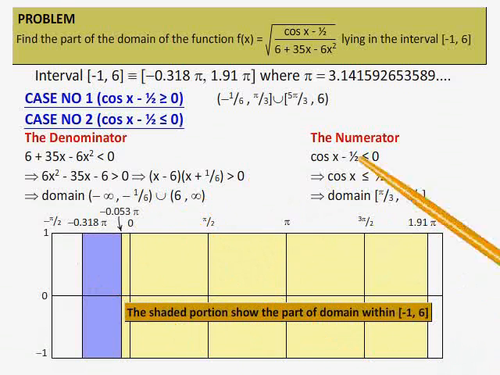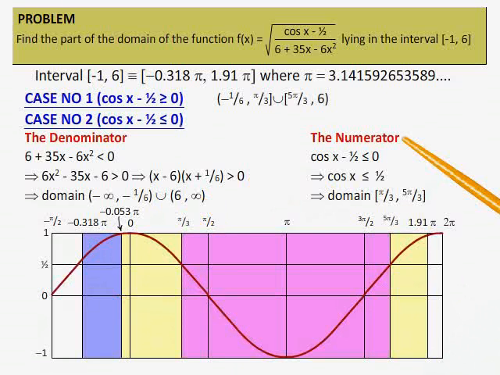Now the numerator. We again take the help of the cosine curve. The shaded part has a value less or equal to half. So the domain for the numerator within the given interval is this. Now the intersection of these two sets is obviously a null set. So no values of x satisfy the function within this interval if the denominator is negative. Therefore, the answer is the set which we got in the first case, which is this one.